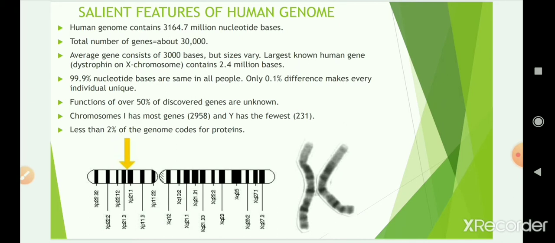99.9% of nucleotide bases are the same in all people. Only 0.1% differences make an individual unique. Every individual is unique by this 0.1% difference. Functions of over 50% of discovered genes are yet unknown. Chromosome 1 has the most genes, that is 2958, and chromosome Y has the fewest genes, that is 231 only. Less than 2% of the genome codes for proteins. So these are the salient features of the human genome.